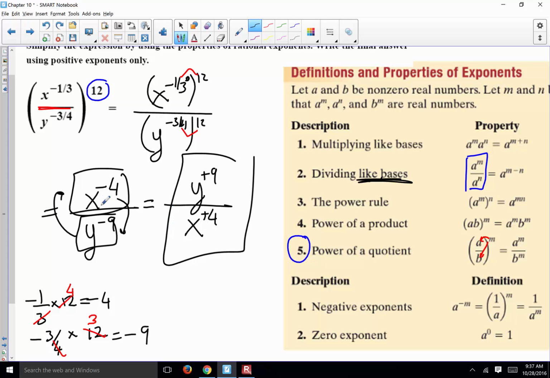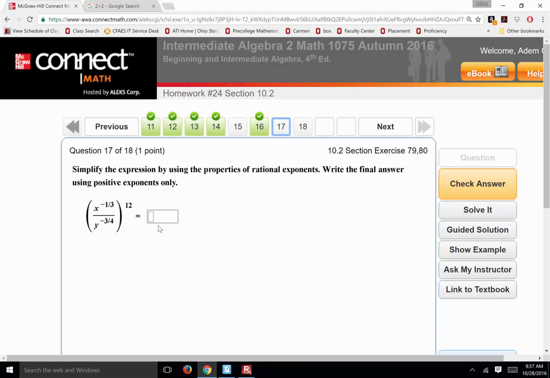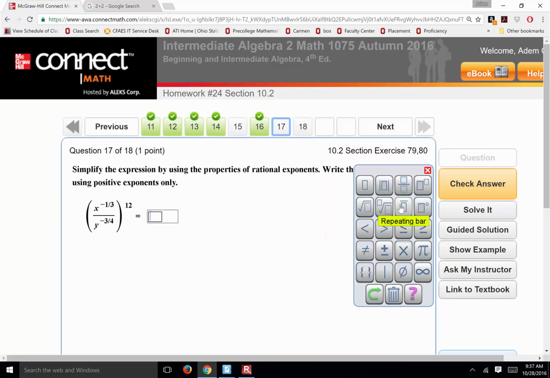When they are alone, you usually put 1 over x to the 4th. But since they are combined, you don't show that 1 over x to the 4th. Okay? Alright, this is it. This is what we are gonna enter here. Fraction first, make y to the 9th, x to the 4th.